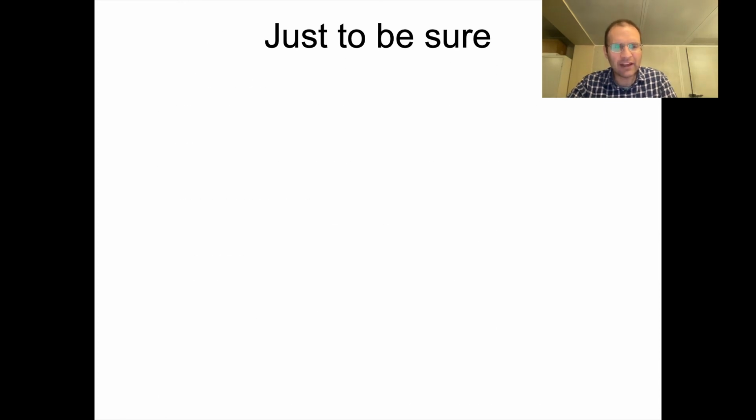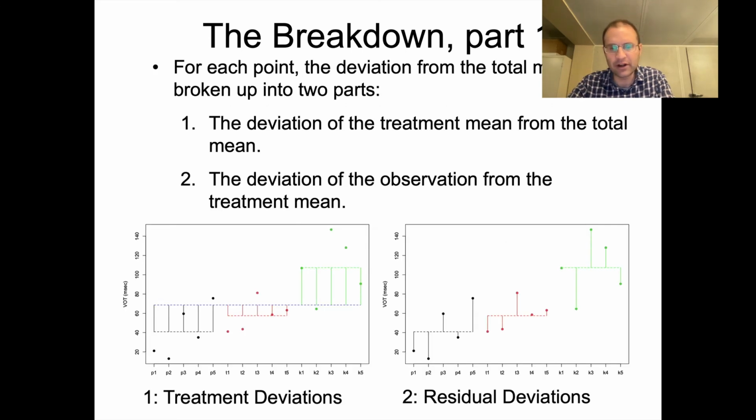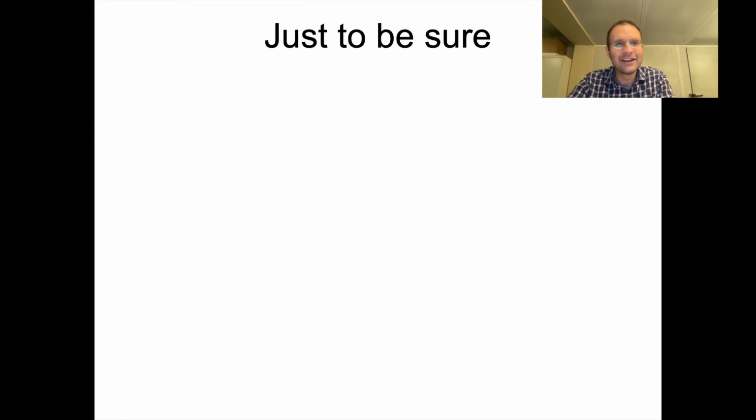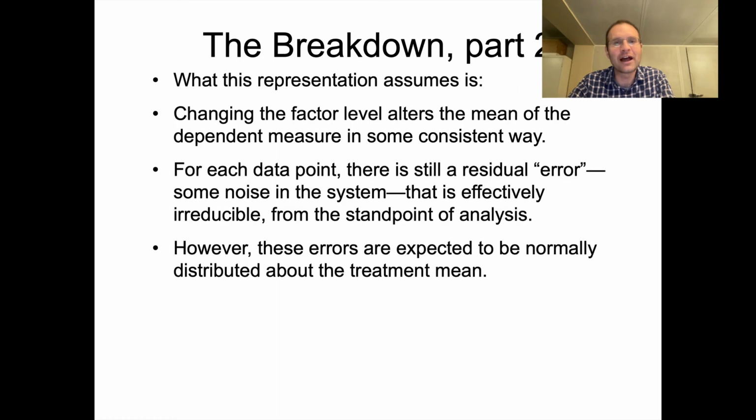I've got a note here about how these errors that are left over, the residual errors, are expected to be normally distributed about the treatment mean. I think I'm running out of time at the moment, but I've got a little slide here, which is a way you can check whether or not the residual errors are normally distributed. That's a fundamental underlying assumption of ANOVA, and if that doesn't work, you have to do something else. A Kruskal-Wallis test, I believe, is the non-parametric way of analyzing data like this. But I don't have time to play with this at the moment.